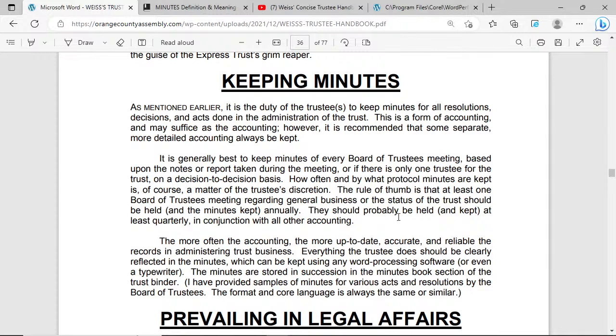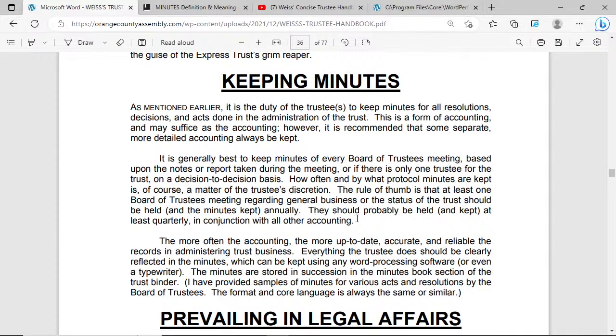They should probably be held and kept at least quarterly in conjunction with all other accounting. They suggest quarterly because it just helps you stay up to date on affairs, and that way you're not waiting a whole calendar year before trying to go find, well, what do we do with this? Why do we do this? Et cetera, et cetera. Stay on top of your task.